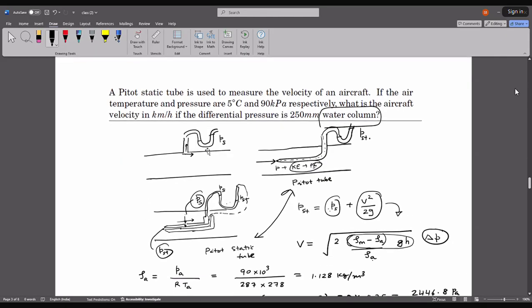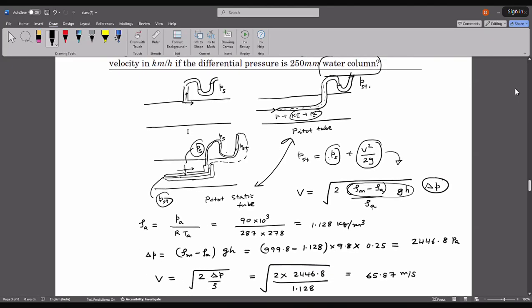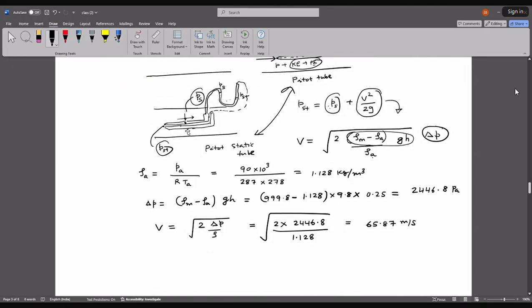So this is what was asked. A Pitot static tube is used to measure velocity of an air. If the air temperature and pressure are this, what is the aircraft velocity in kilometer per hour? So this is in meter per second, so you can convert into kilometer per hour. That is 65.87 into 18 by 5, which is basically 237.1 kilometer per hour.